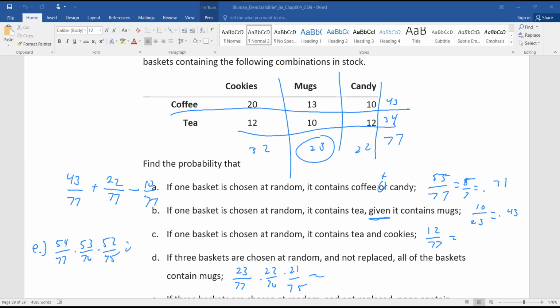And then the last part, if 3 baskets are chosen at random and not replaced, at least one contains mugs. Didn't we just do that? Oh, this one says at least one. So you would have to find the probability that none are going to be mugs and then subtract that. So E was no mugs, right? So whatever that probability is, you'll do 1 minus E, and you'll at least get 1 mug. Whatever you get for E. And that's it. That's all I got. Feel free to leave. All right.